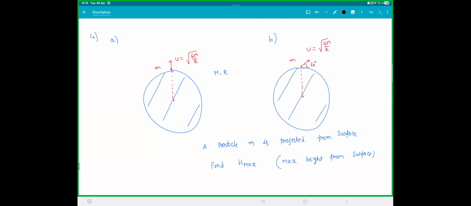What about the second part? What happens if you throw at an angle of 60 degrees? Now how will you find h max? Give it a try. At least give me the main equation. Let's see the steps. Everyone should try. How will you get this? So the second part, if you throw at an angle, how will you handle this?